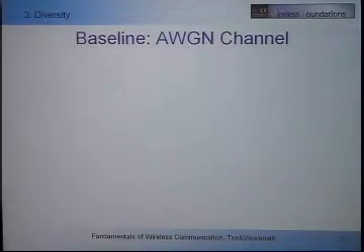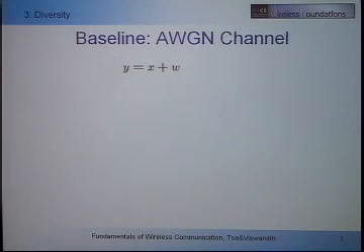Okay, so to start thinking about this, we should start with a baseline channel. It's good to have a baseline. The baseline channel is our friendly AWGN channel, additive white Gaussian noise channel. So this is the simplest channel you can think of, at least from a wireless communication person's point of view. Y equals X plus W. You transmit a symbol X, you get hit by Gaussian noise W, you receive Y.